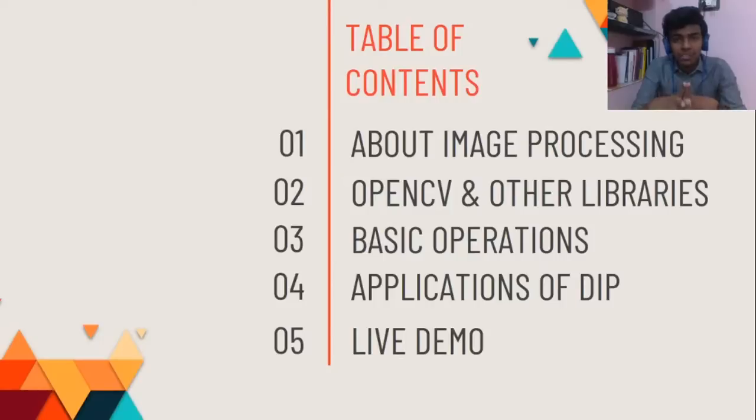Image processing can be done majorly on two platforms. One is MATLAB, the well-known tool for image processing as well as video processing and signal processing. The second option is Python with the help of OpenCV and a variety of other libraries, so we can perform image processing in Python. This session is made only for Python.